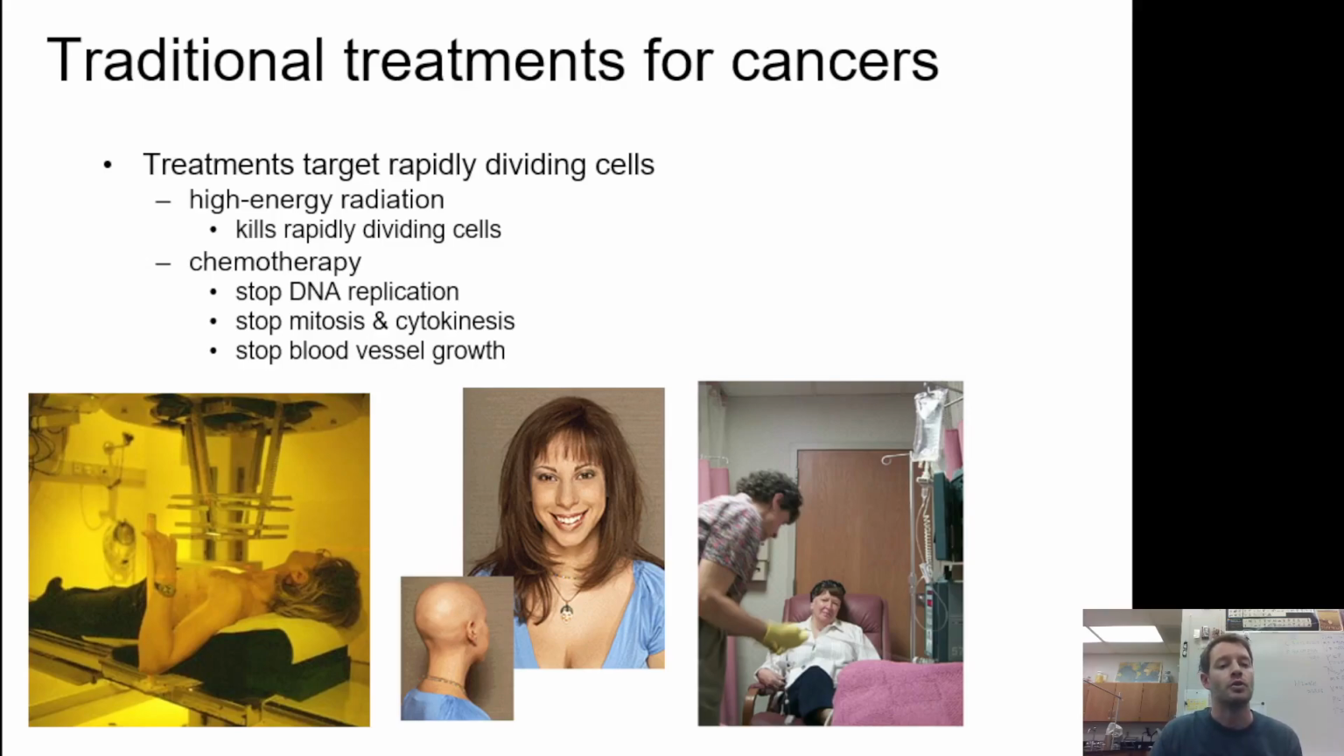There are different ways to treat cancers. You can use high energy radiation. This kills rapidly dividing cells. You could also use chemotherapy, which uses chemicals, thus the prefix chemo, to stop DNA replication, stop mitosis, stop cytokinesis, stop blood vessel growth. You could use a variety of different chemicals that are going to do different things depending on the type of cancer.